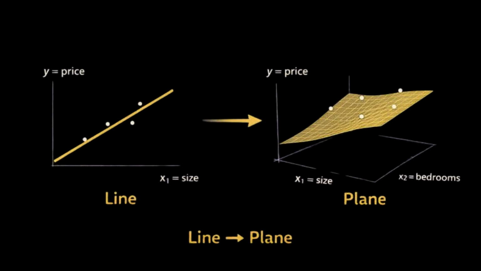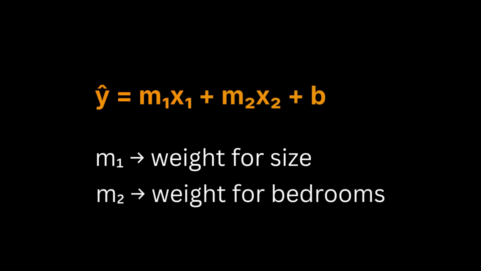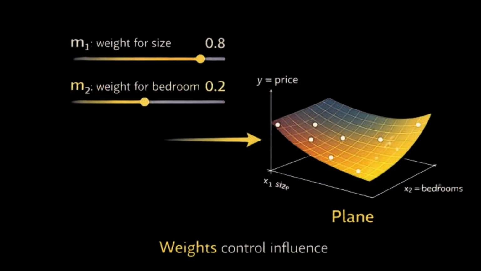When we had just one feature, our model was a straight line. One input, one output. Easy to draw. But now we have more than one input, and when inputs increase, the shape of the model changes. Instead of fitting a line, we are fitting a surface. The equation also grows, but in a very predictable way. Each feature gets its own weight, and we still add everything together.